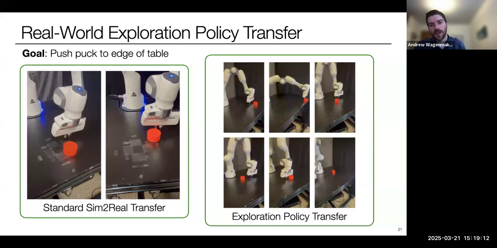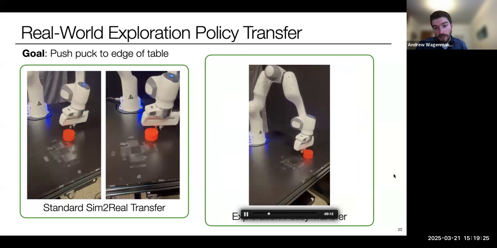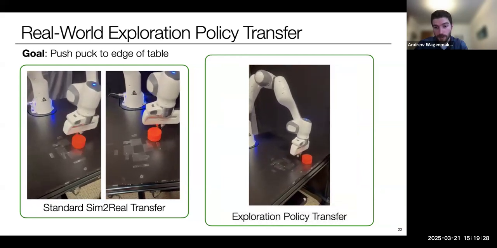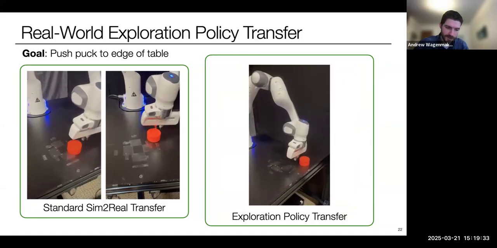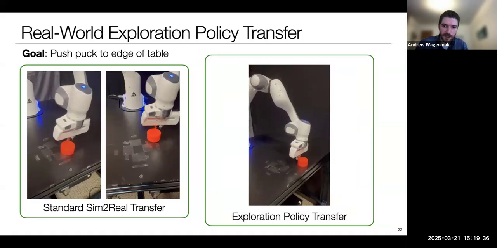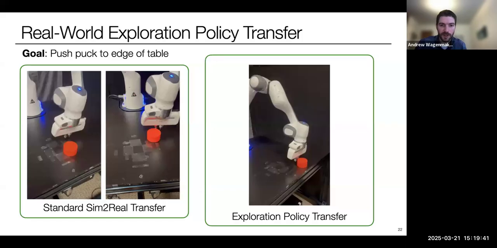And so then we took that data and used it to optimize a policy for real world deployment. And when we did that, what we got was this following behavior. Basically, the optimized policy is able to successfully push the puck to the edge of the table. This is still in some ways a relatively simple example. The task is not too complex, but it shows that this actually did work in practice. Doing naive sim to real transfer, we got stuck. Doing this sort of exploration policy transfer, we were able to collect a much richer set of data and use this to optimize the policy.